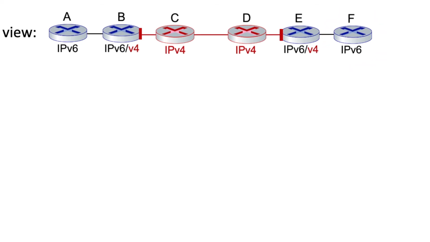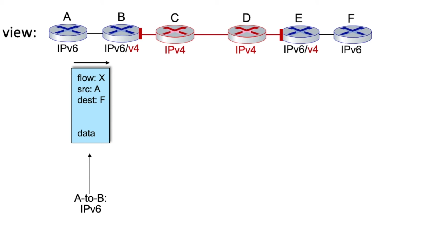Well, A's forwarding table says that IPv6 router B is the next hop, and so the IPv6 datagram here is forwarded to B. And note carefully that this is an IPv6 datagram. The source address is A, the destination address is F. Those are both IPv6 addresses, and there's also a flow ID field here, which only exists in IPv6. So there's nothing new here in getting from A to B.